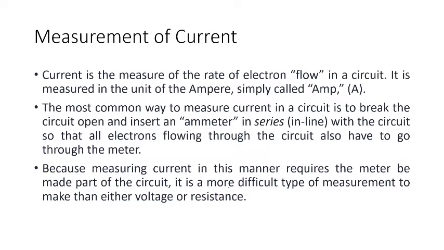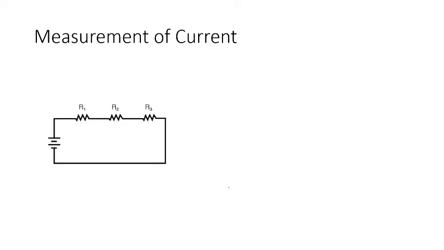Okay, so because measuring current in this manner requires the meter to be part of the circuit, it is a much more difficult type of measurement than voltage or resistance. Okay, so for measurement of current, I'll take the same example, which is 3 resistances in series and a voltage source. Now the question arises, what will happen if I connect the ammeter in parallel like we did in the previous case?